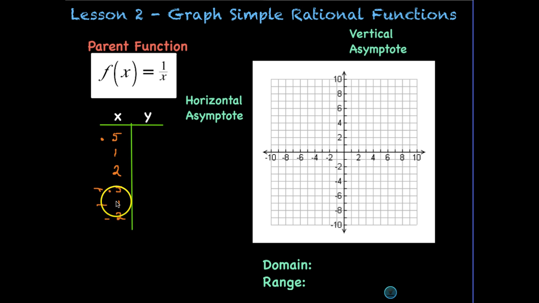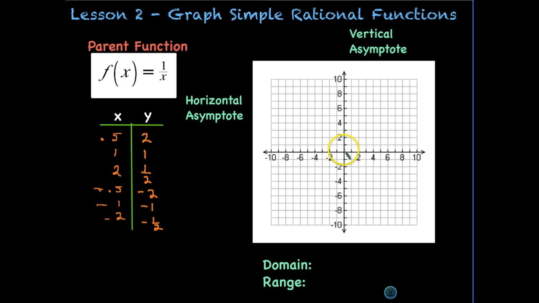For each of these x values, I'm going to plug them into my parent function. So 1 divided by 1/2, or 1 divided by 0.5, is going to give me 2. 1 divided by 1 is 1. 1 divided by 2 is 1/2. Now we're going to have the same numbers, only negative. So we're going to have a negative 2, a negative 1, and a negative 1/2.